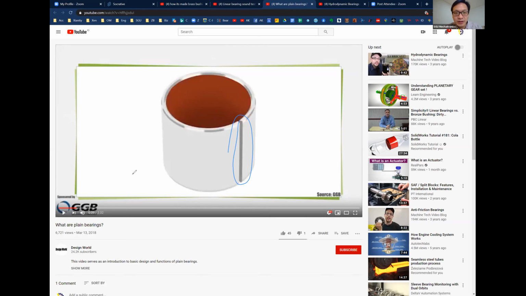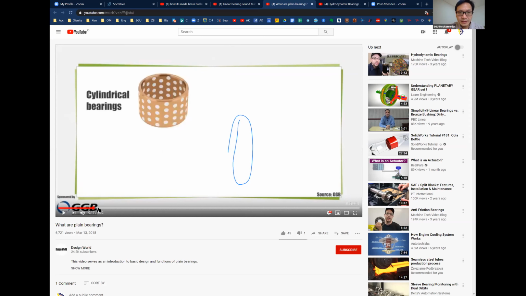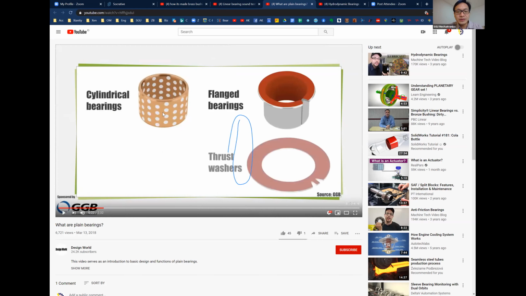Okay, let's see what else they got here. Okay, here are some example cylindrical bearings with those holes. Sometimes they have graphite on them. I mentioned to you guys flange bearings. This is called the flange.